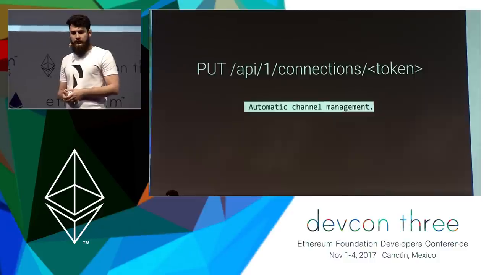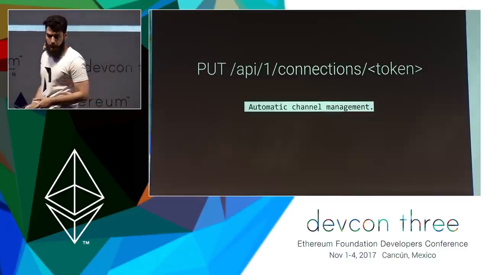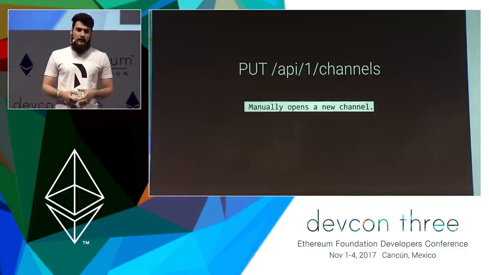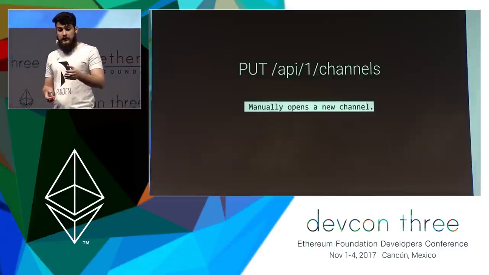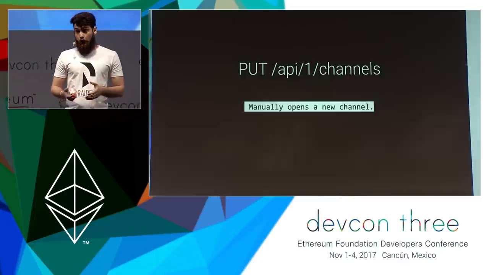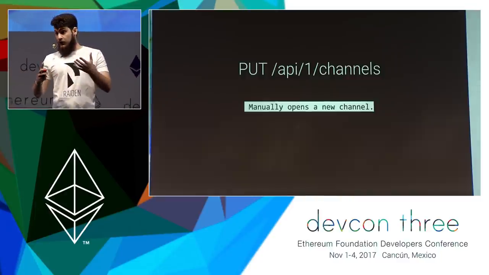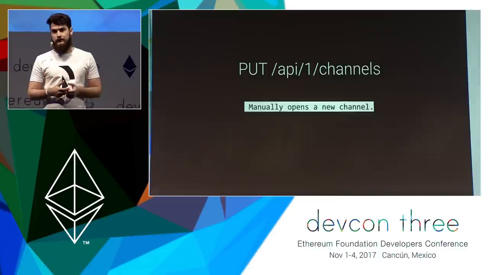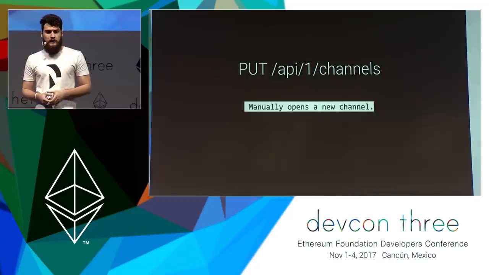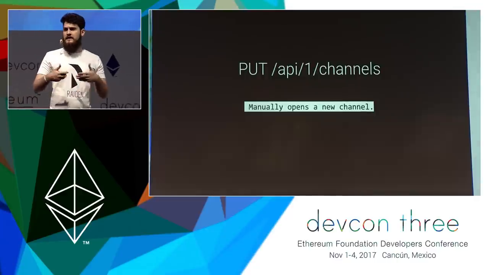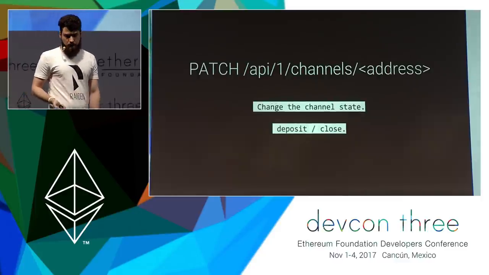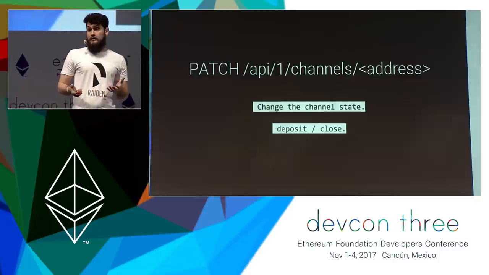You can use it with the PUT verb on the API one connections endpoint. If you don't want to use the automatic management, you can open channels by hand. That's done with the PUT verb on the channels endpoint. It's basically the same thing, but you're going to manage the channels on your own. You just specify everything that you want to use in the JSON that's going to be sent to the server. And Raiden will use the data that you provide to open channels. Everything like the token address, the amount of funds, and the target node that you're connecting to is defined by you. So these are the two APIs for connecting to the network.